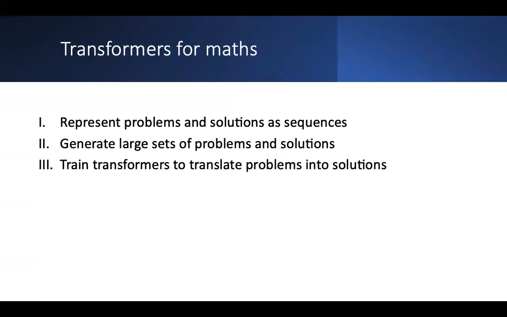So at this point, you must see, all of my problems will look similar. I have three things I need to do every time I want to solve a problem. I need to represent my problems and my solutions as sequences, because transformers process sequences of words. I will need to generate sets of problems and solutions, and then I will need to train the models.